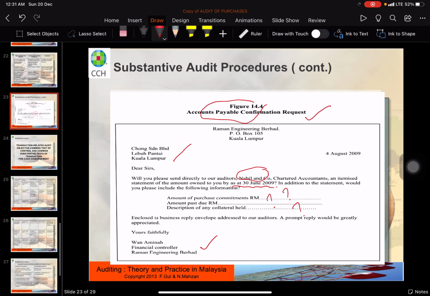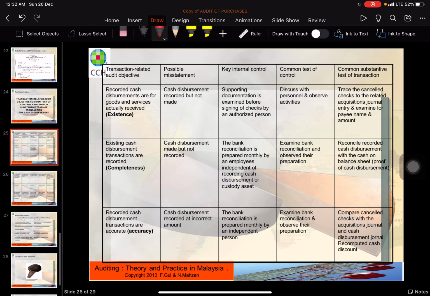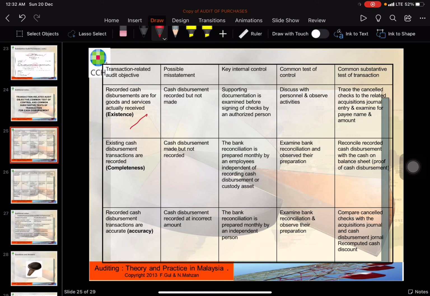Alright, now we move on to the transaction-related audit objectives, the common tests of control and common substantive tests of transactions for cash disbursements. For cash disbursements, it is again existence, completeness, accuracy. But the possible misstatements here are: cash disbursement not recorded, and disbursement recorded but not made. So they record that they made a purchase, but it was actually not made.